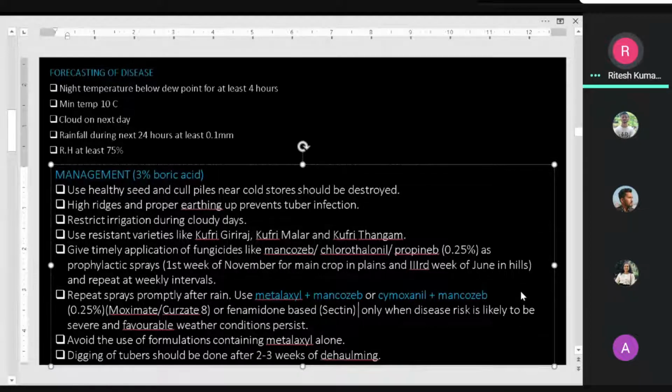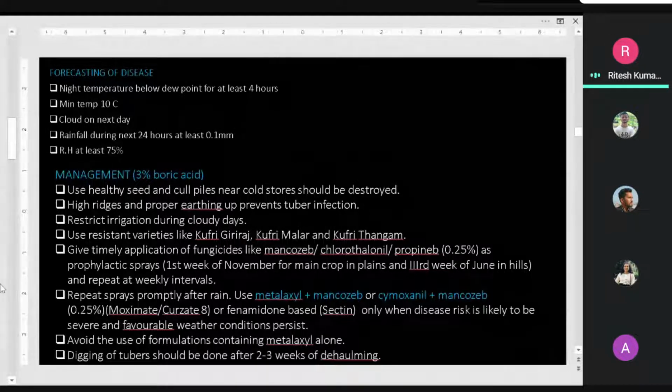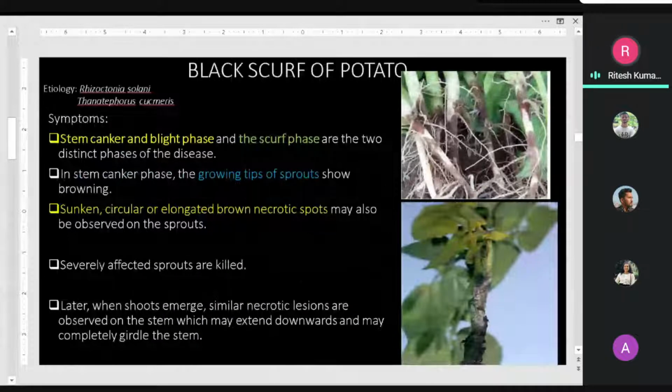So for haulm cutting, of course, about 2 to 3 weeks before haulm cutting, digging of tubers should be done, because that reduces the amount of tissue for the pathogen to sporulate. You have already read about what the sporangia, sporangiophore and mycelium of Phytophthora look like, so I won't be repeating those things.